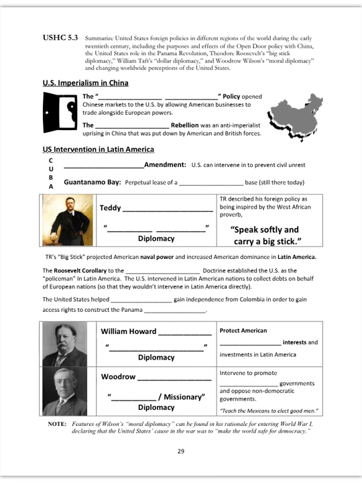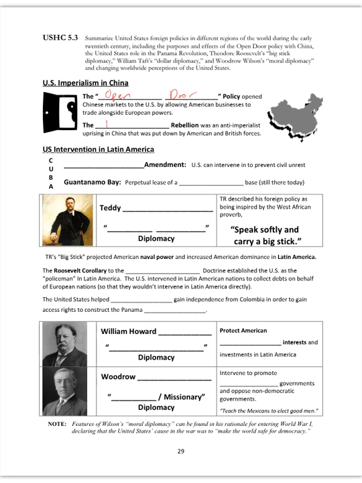Next up is China. So as far as U.S. imperialism in China, we have the Open Door Policy. This opened Chinese markets to the United States by allowing American businesses to trade alongside European powers. So we weren't the only one practicing imperialism. Lots of other Western countries were, mostly from Europe. We were just one player.